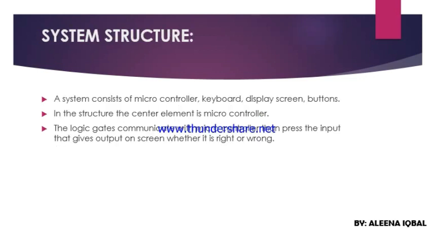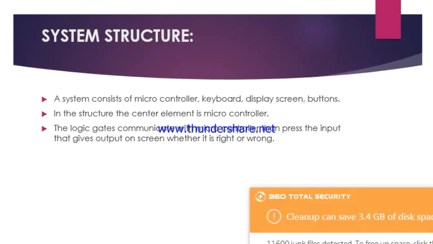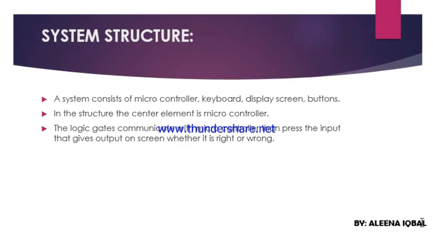System structure. A system consists of a microcontroller, keyboard, display screen, buttons. In the structure, the central element is the microcontroller. The logic gates communicate with the microcontroller, then we press the input and it gives the output whether it is right or wrong.